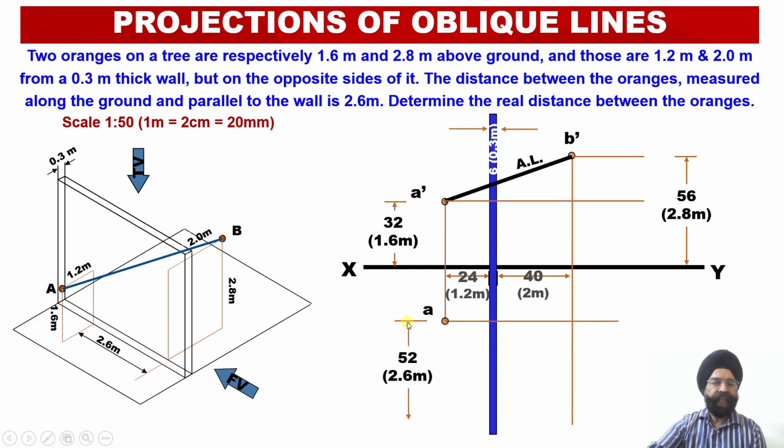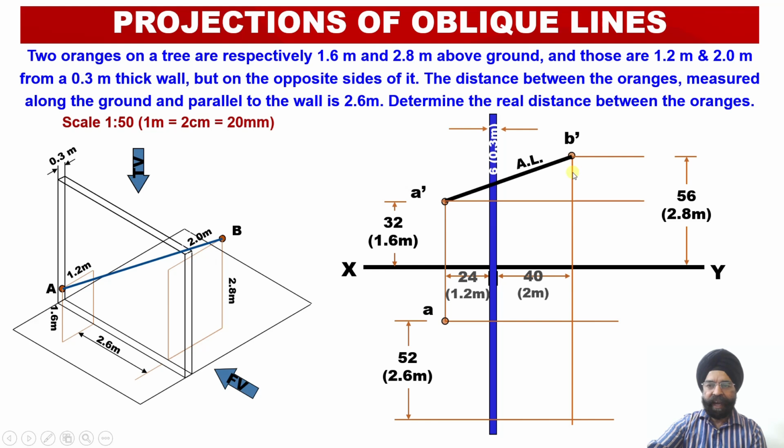So we can see that this is the location of point A, or the orange A, or the object A. Alongside the wall, you can see this is the wall, the distance between point A and point B, or object A and object B, happens to be 52 millimeter. The moment we mark this distance of 52 millimeter, you can check alongside this locus line at a distance of 2 meter on the right hand side, we are going to get the top view projection of the point B over here. So point B will be located at this particular position.